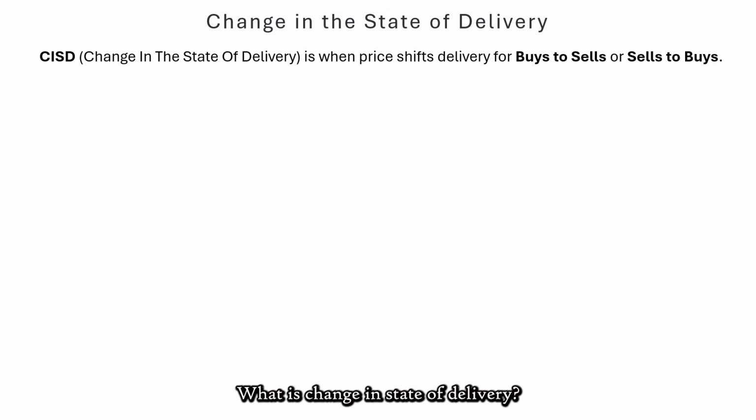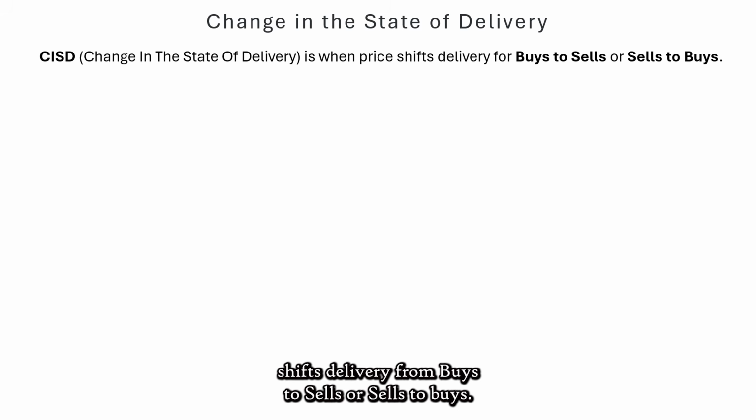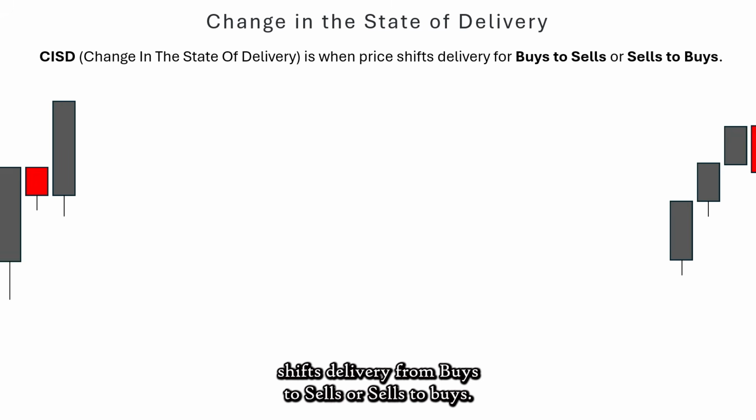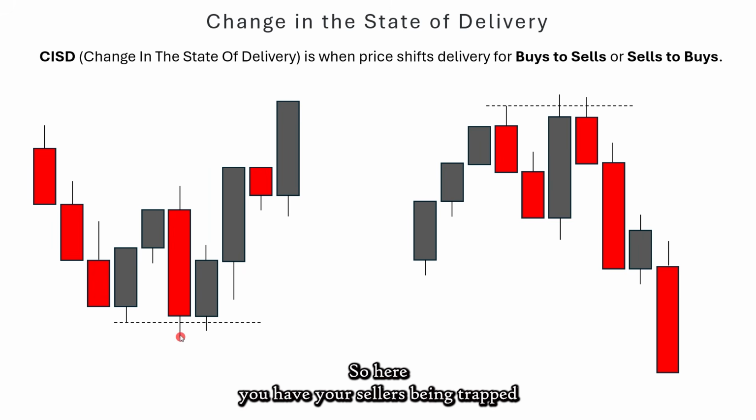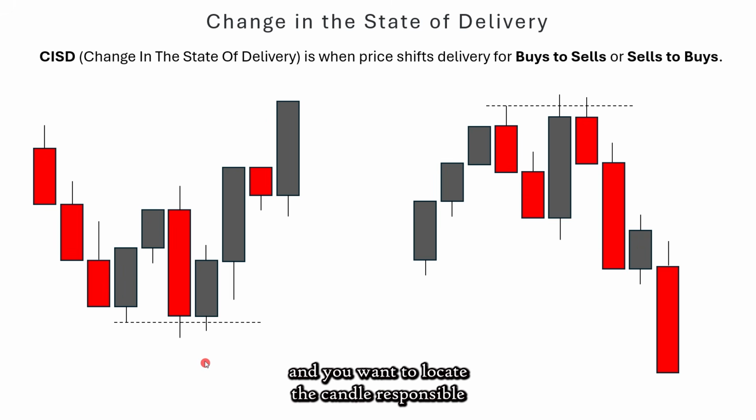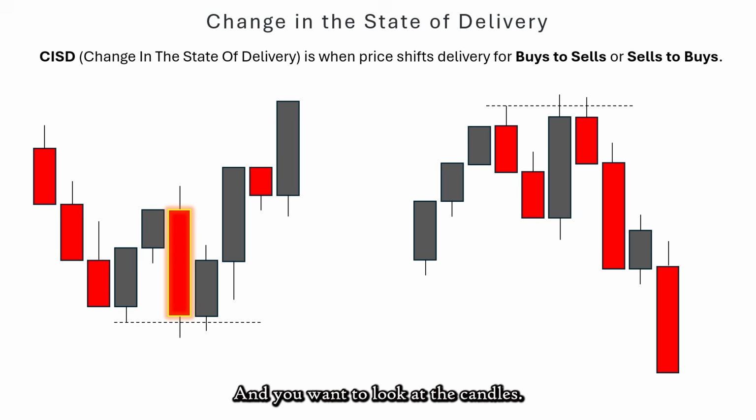So what is change in state of delivery? Change in state of delivery is when price shifts delivery from buys to sells or sells to buys. So here you have your sellers being trapped and you want to locate the candle responsible for forming that swing low, a candle or a set of candles. In this case, it's a candle and you want to look at the candle's open. Once price engulfs that candle's open, that'll be your CISD.